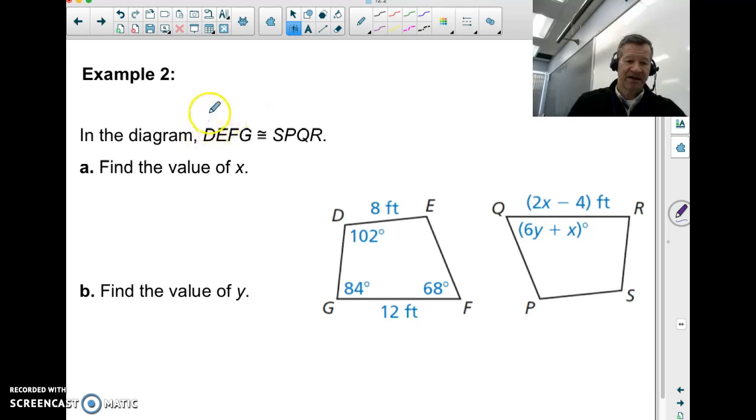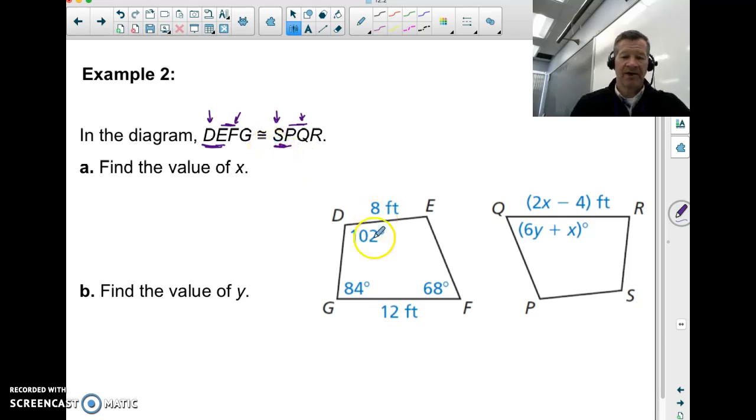That tells us that angle D must be the same as angle S. Angle E must be the same as angle P. Angle F must be the same as angle Q, and so on. Same thing with segments. DE must be the same as SP, for example. Segment EF would be the same as segment PQ, and so on and so forth. So they want us to find the value of x.